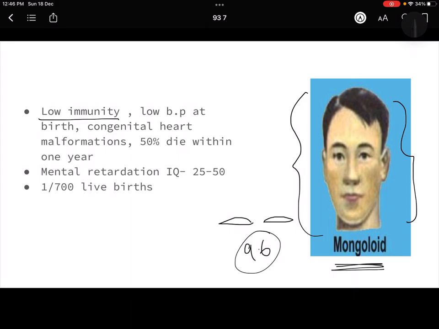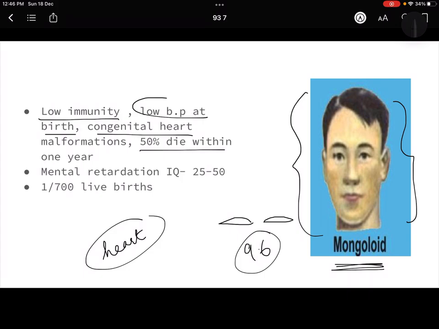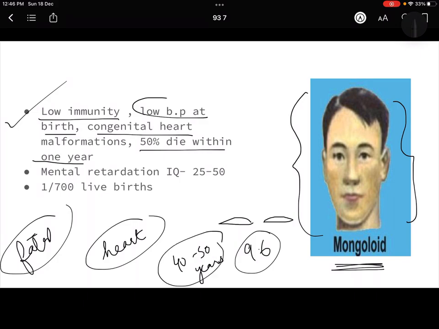They have low immunity. Okay? Low blood pressure at birth. Congenital heart malformation. That means heart health is not good. The heart is not formed very well. It doesn't work very well. Almost in 50% of the cases they die within 1 year. That means it is fatal also. Okay? But the people who have Down syndrome can live up to 40 to 50 years. Okay? So if they survive, they can live up to 40 to 50 years.